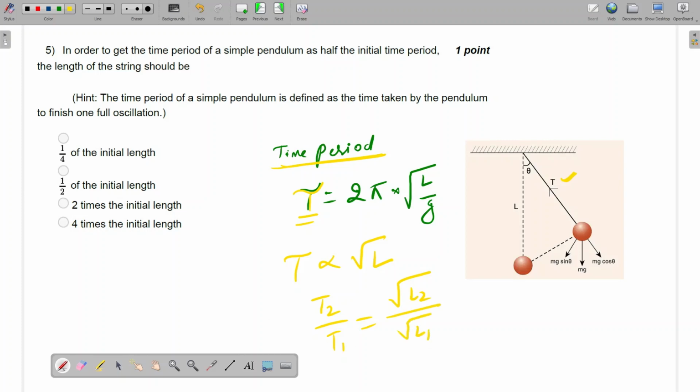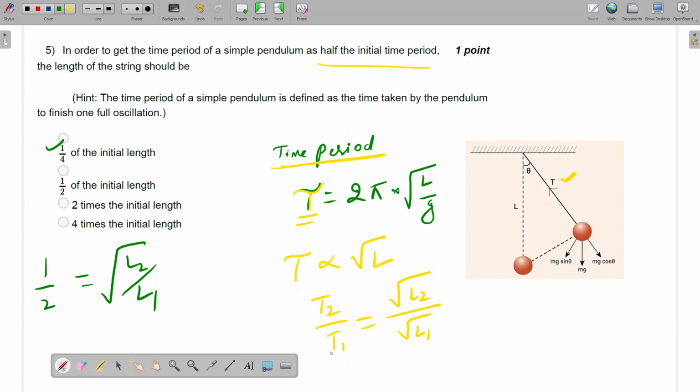So what is it asking? To halve the initial time period. So T2 should be half of T1. We can write that the fourth option is correct. Which one? Fourth option, okay, we'll see. So T2 should be half of T1, so half should be equal to under root L2 by L1. Is it correct? T2 should be half of T1.